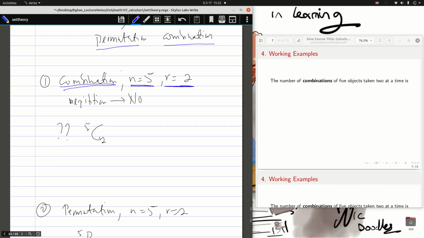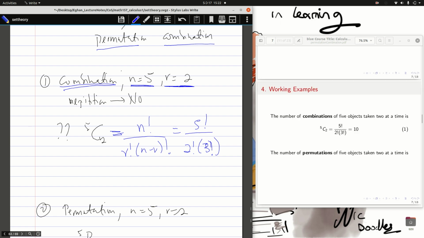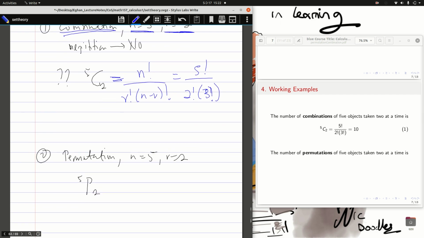Is there repetition? No, it is not stated. So I would assume there is no repetition of my object taken, and that gives me 5 combination 2. Because there is no repetition, I use this formula, n minus r factorial, and this is 5 factorial. r is 2, n minus r is 3 factorial. And I can use my calculator to solve it and say you have 10 ways to select 2 out of the 5 objects.